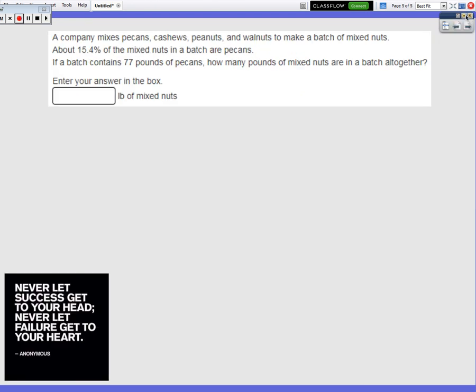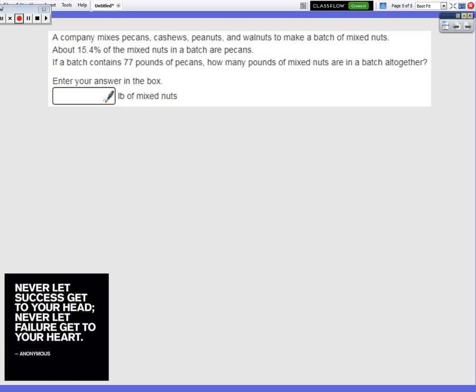A company mixes pecans, cashews, peanuts, and walnuts to make a batch of mixed nuts. About 15 4/10% of the mixed nuts in a batch are pecans. If a batch contains 77 pounds of pecans, how many pounds of mixed nuts are in a batch altogether? I'm really confused here. All these different things going on.